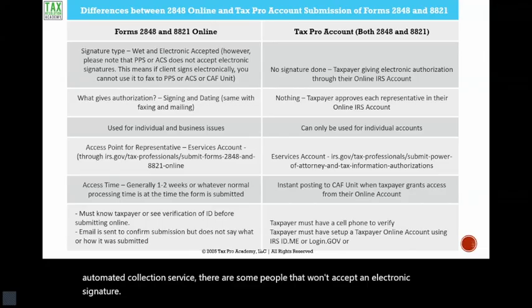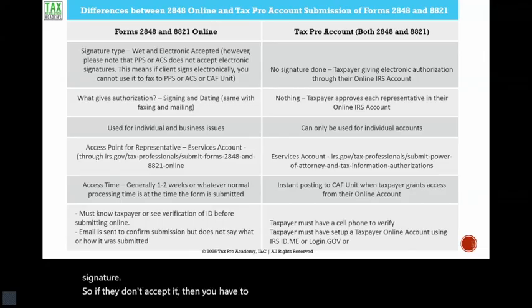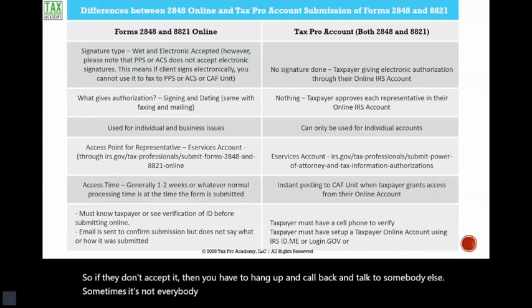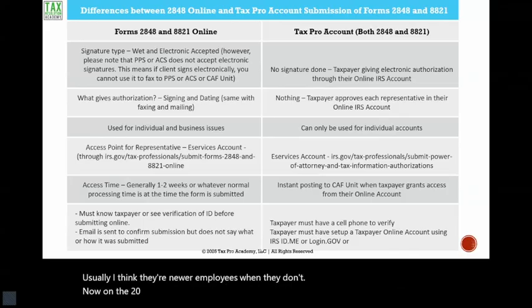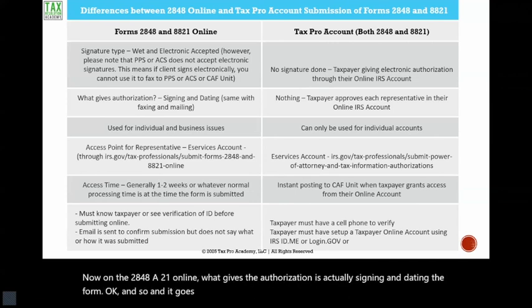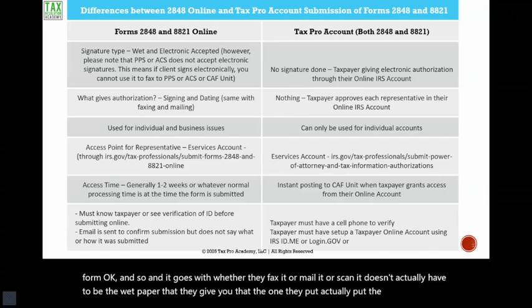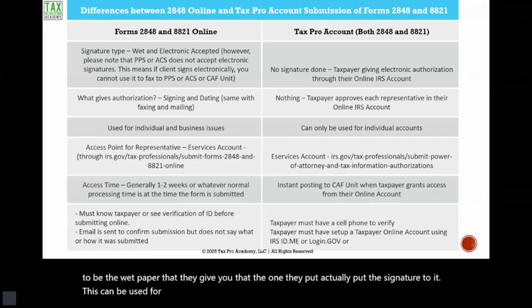Okay, so if they don't accept it, then you have to hang up and call back and talk to somebody else. Sometimes it's not everybody. Some people stick to the rule and some people don't. Usually, I think they're newer employees when they don't. Now, on the 2848 online, what gives the authorization is actually signing and dating the form. And it goes with whether they fax it or mail it or scan it. It doesn't actually have to be the wet paper that they give you, the one they actually put the signature to. This can be used for individuals and businesses.